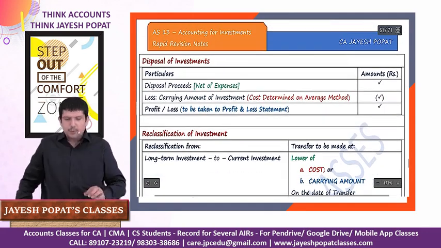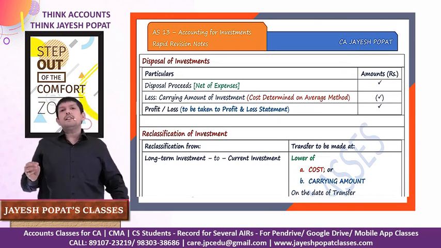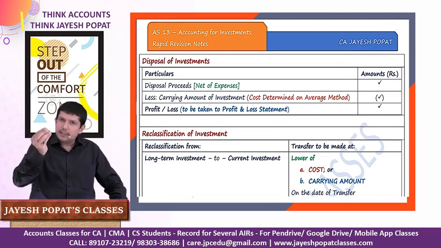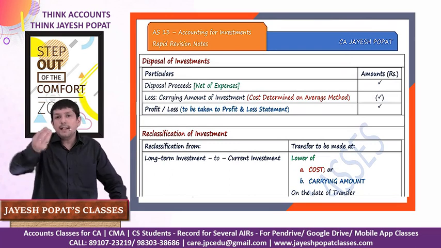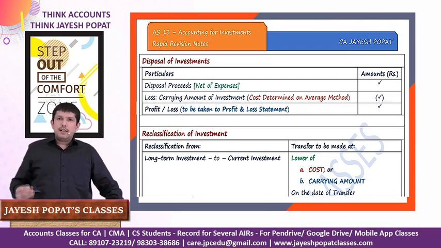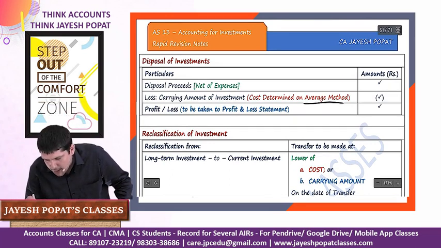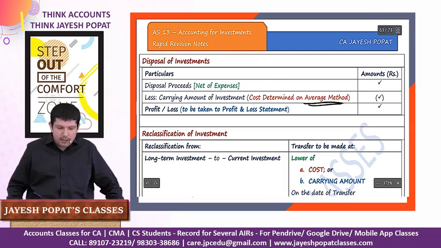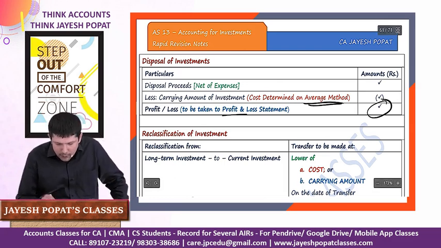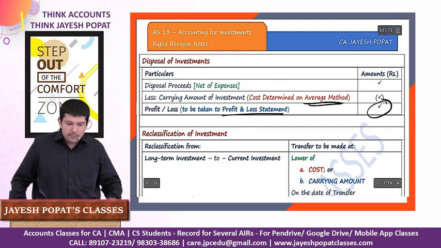Then we'll talk about disposal of investment. Disposal of investment is basically the difference between the net sales proceeds of the investment less the carrying amount of the investments in our books, and this carrying amount will be calculated on the basis of the average method. The difference, profit or loss, will be taken to the statement of profit and loss.